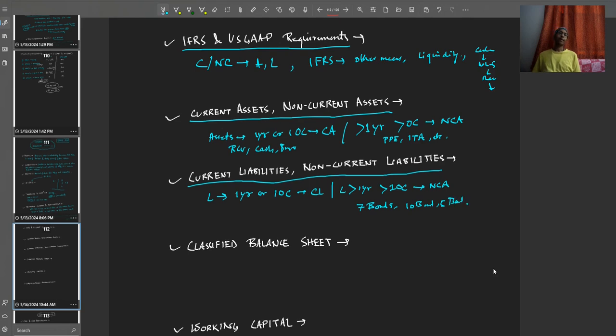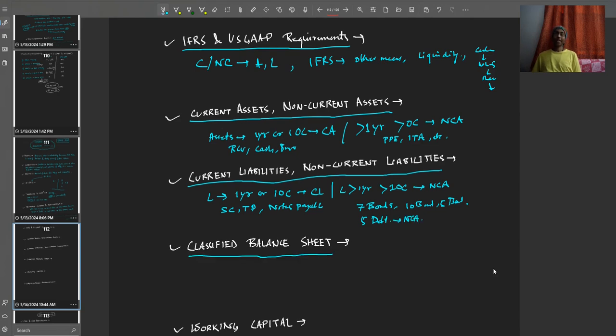Current liabilities, for example, supplier's credit or trade payables. Generally within 1 year you have to fulfill them. You have to return it back. Notes payable: you may have taken short-term debt that has to be paid back within 1 year. These are examples of short-term debt or current liabilities. A 5-year bond, 10-year bond, 7-year bond, or 5-year debt taken from a bank, that is a non-current liability.